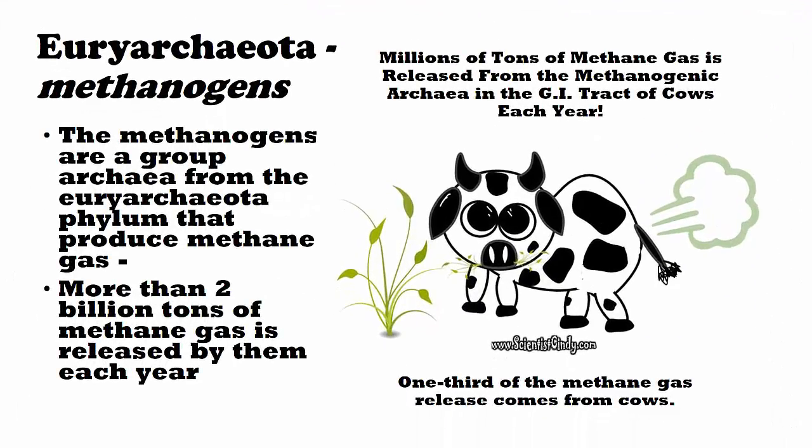The first type of Euryarchaeota archaea we'll talk about are the methanogens. The methanogens are a group of archaea that are able to produce methane gas. More than 2 billion tons of methane gas is released by these methanogens each year. 1/3 of the methane gas release actually comes from cows. Interestingly, millions of tons of methane gas is released from methanogenic archaea in the GI tract of cows each year.